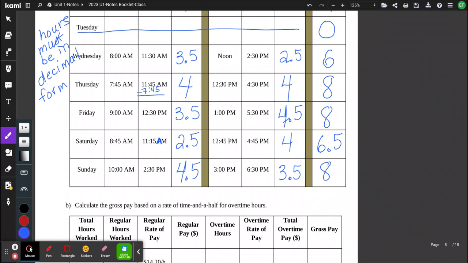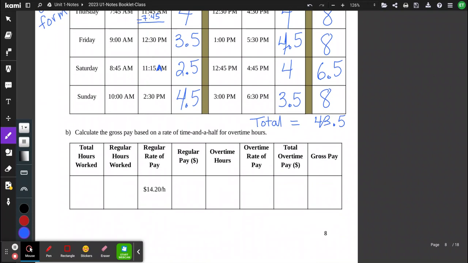All right, now we need the total hours. On the total right-hand side there, we're going to get the total hours. We're going to add them all up. When we add them all up, we're going to get a total of 43.5. That number we are going to take to the bottom left, right here, 43.5. So that's 1 week that person worked.